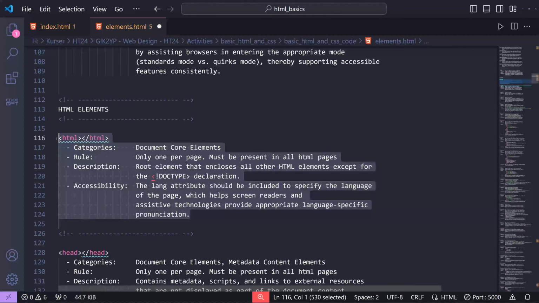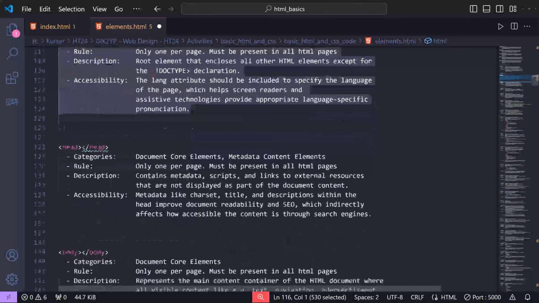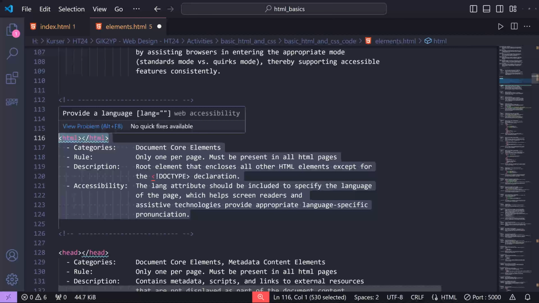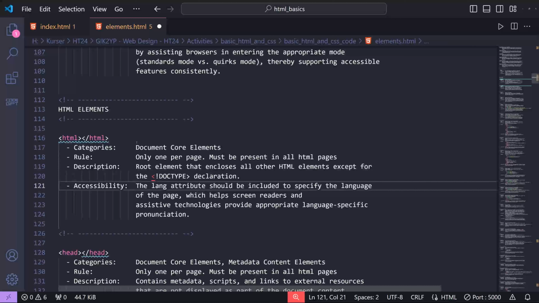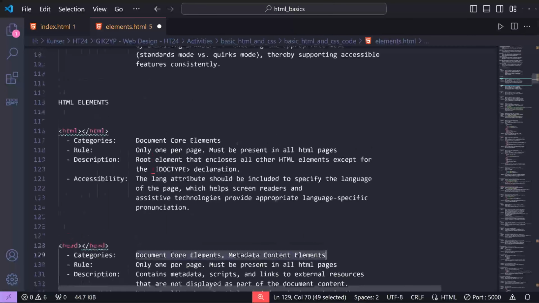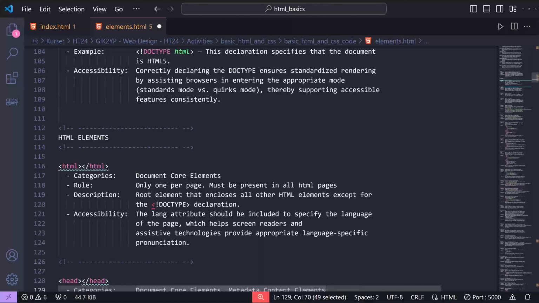At this point though, we're starting to look at HTML elements, so the rest of the page is not going to be a declaration, it's going to be elements. And here we have the HTML element, which is really core, a document core element. It says here categories, and then it states one category. Down here you see categories, and it states two categories, because this element could be part of both of them. And then it gives you the rule. You have to read that and follow that, the description, accessibility.